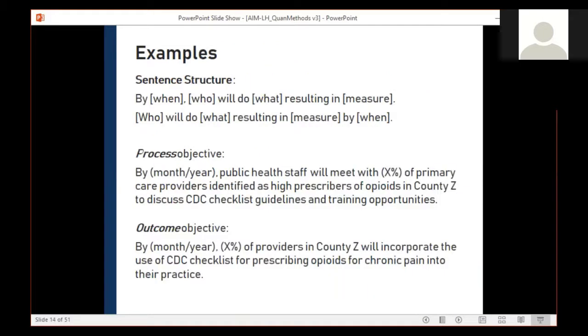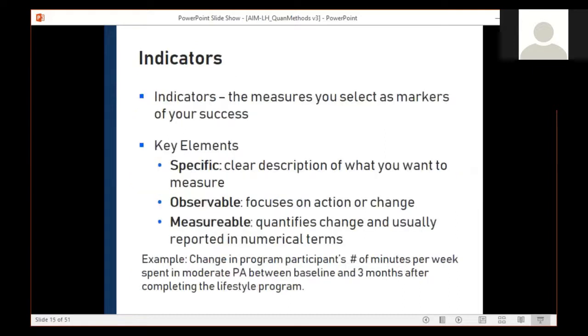But I did want to include a couple examples, one process objective and one outcome objective. So that process objective: by this time frame, public health staff will meet with a percentage of primary care providers identified as high prescribers of opioids to discuss the CDC checklist and training opportunities. And then an outcome objective: by this time frame, X% of providers in the county will incorporate the use of the CDC checklist into their practice. So it just gives you a little example of process versus outcome.